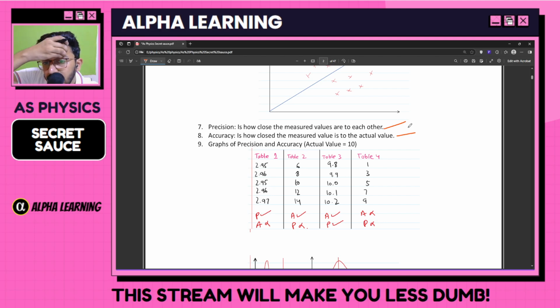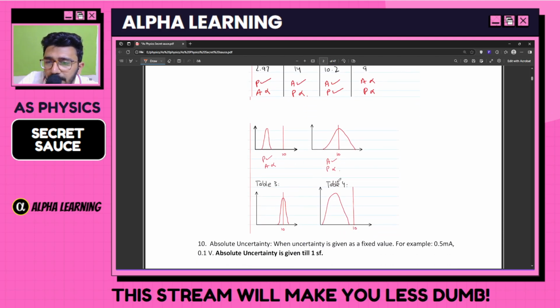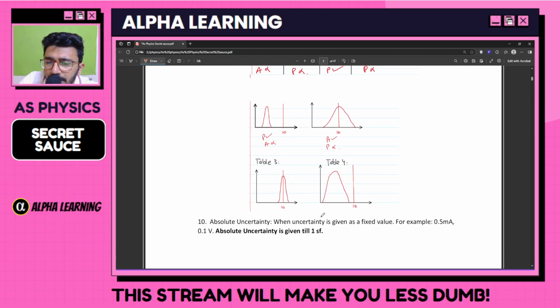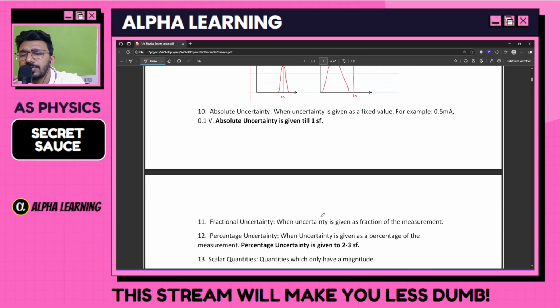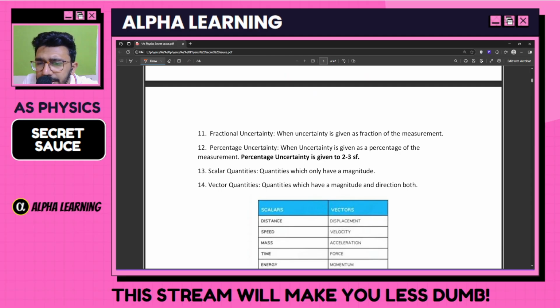Accuracy is how close the measured value to the actual value. Here I have given the graphs of precision and accuracy as well. I have discussed this in the speedrun video, so I will not be focusing on that too much. The speedrun video is also attached in the description. Now, you must remember that absolute uncertainties will always be given till one significant figure. Percentage uncertainties, on the other hand, will be given till two significant figures or 3 significant figures.